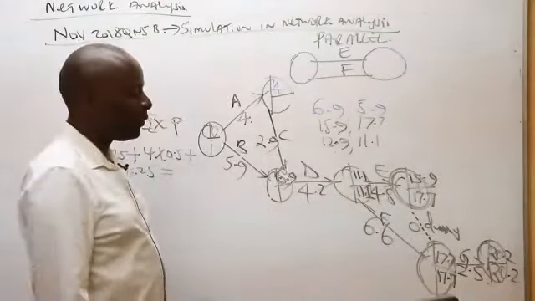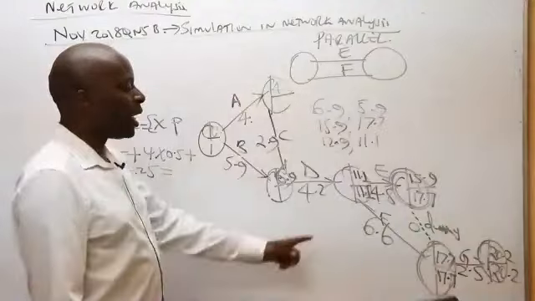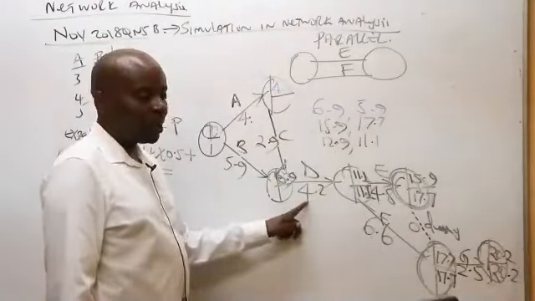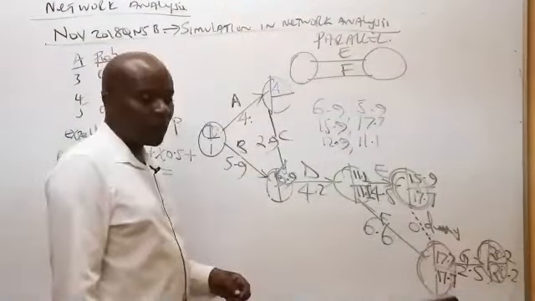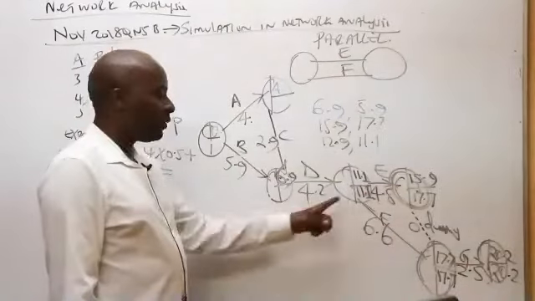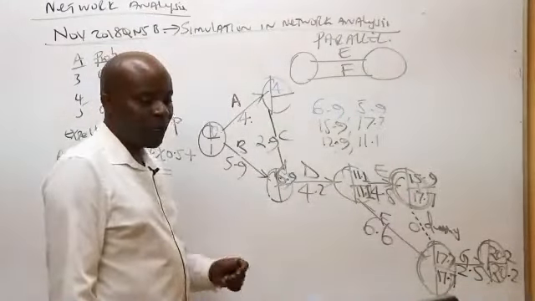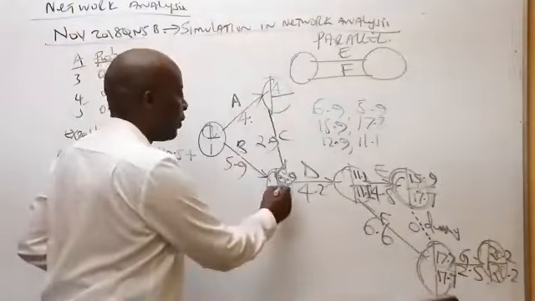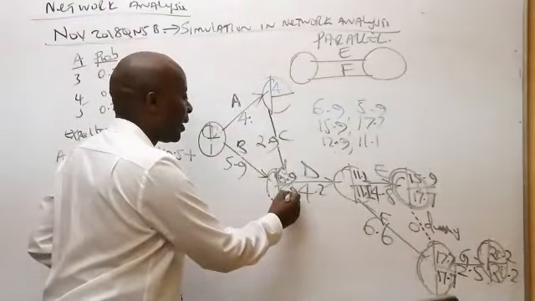So from there we have 11.1 minus 4.2. What figure will that give us? 6.9. Thank you very much.